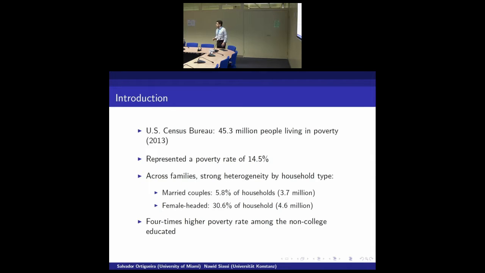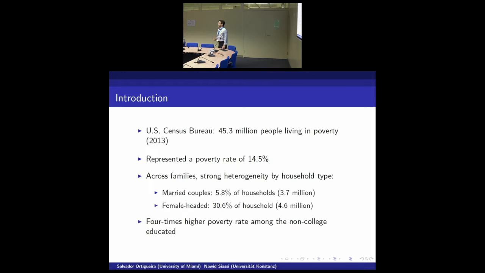Probably you don't need this introduction, but just briefly to place the audience into the data. In the US, poverty is a big problem. Almost 50 million people are poor, using the definition of poverty in the US done by the Census Bureau, and they represent about 14.5% of the US population. If you look at some groups, like single mothers or individuals with non-college education, poverty is much higher. For female-headed households, most of them single mothers, poverty is 30%. Among non-college educated, it is 4 times the aggregate poverty rate.